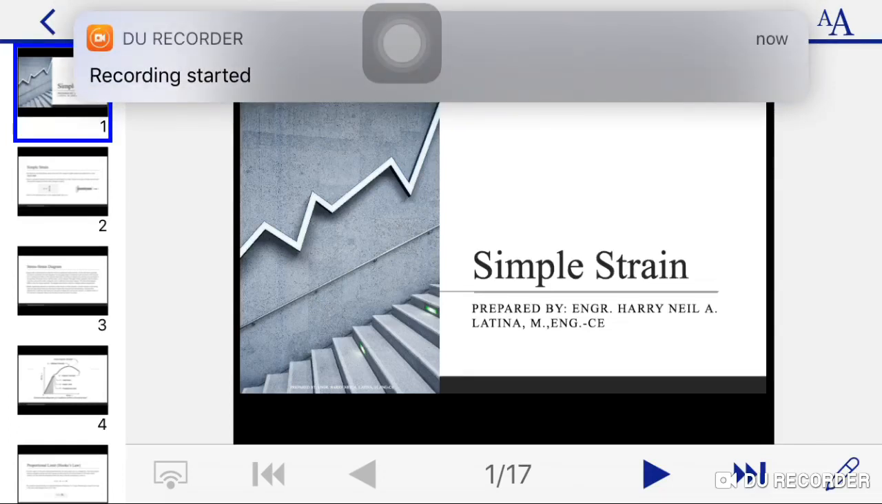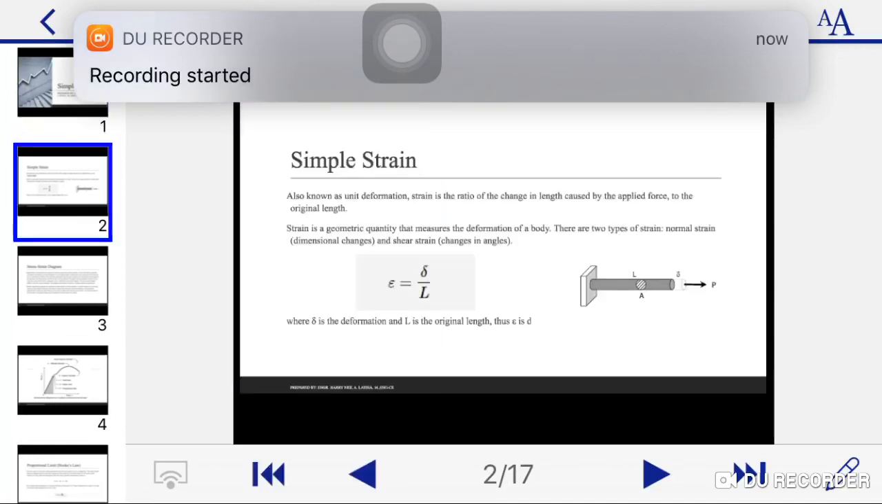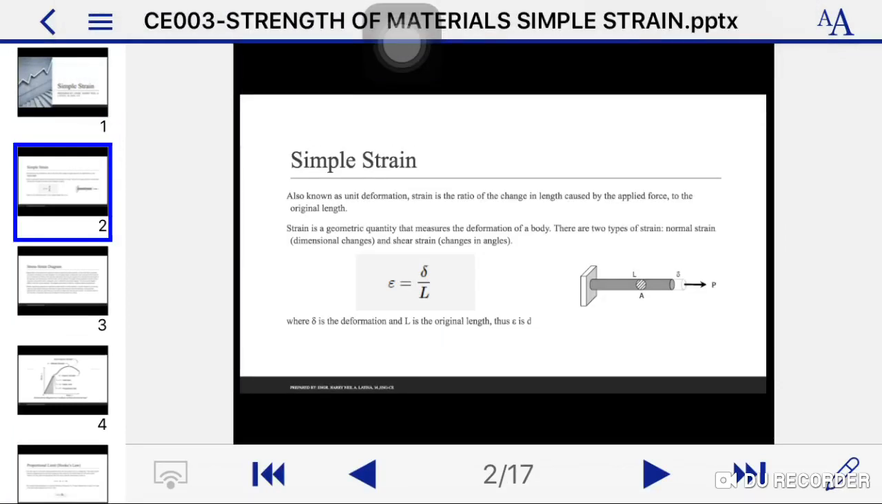So, good morning guys. Our topic for today is all about simple strain. Simple strain, also known as unit deformation. Strain is the ratio of the change in length caused by the applied force to the original length. Strain is a geometric quantity that measures the deformation of a body. Under simple strain, we have two types of strain. First is the normal strain, which is dimensional changes, and next is the shear strain, which is changes in angles.